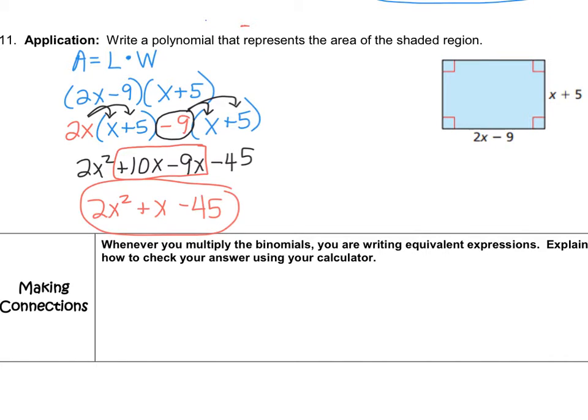Okay, that was a very straightforward multiplication, so you should have had no problem getting the correct answer. Our last one is just asking you to kind of think of how could we check our answer using the calculator, because when you're multiplying binomials, you're getting equivalent expressions. So what I want you to do is to pause your video, get out your calculator, and see if you can figure out a way to prove or check your answers, starting with the question and looking at your answer, and see if you can figure out a way to use the calculator to verify that you're correct.